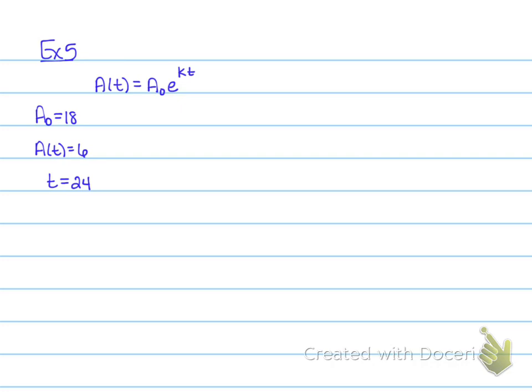Alright, so plugging in what we do know, A of t is 6, equals our initial amount of 18 times e to the k, where we don't know k, and t is 24. Just like we did in 3.2, we need k in the exponent, so we're going to get the exponential part by itself. Let's divide by the 18. So I get 1/3 equals e to the k times 24, which is 24k. I'm going to switch that around, so e to the 24k equals 1/3.